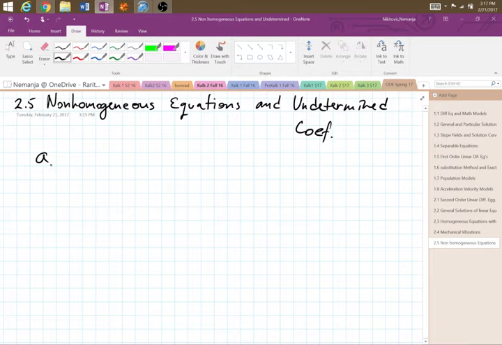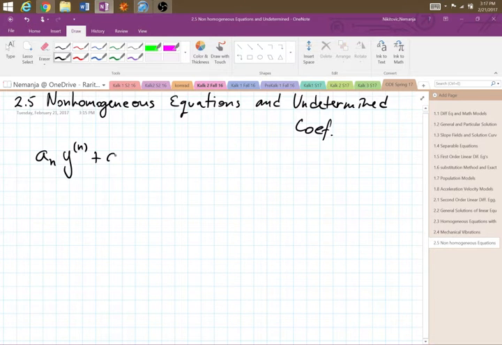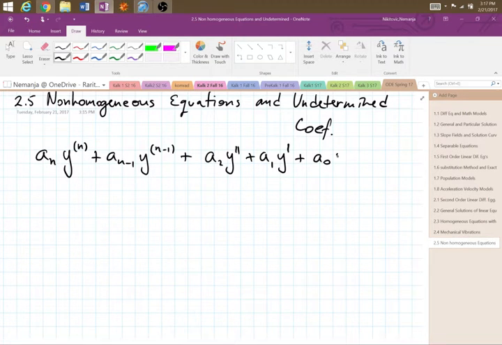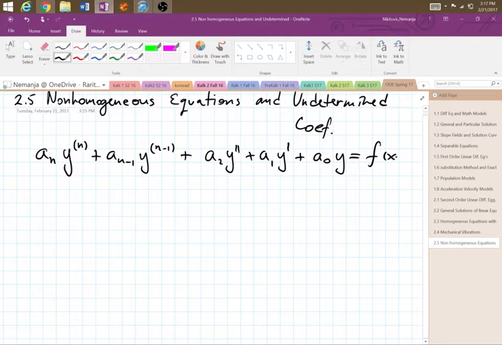So we might have some kind of a y to the (n) plus a(n-1) y to the (n-1), that's the derivative when you put it in parentheses, it's not an exponent, plus a2 y double prime plus a1 y prime plus a0 y equals f of x. So it has this forcing term here, which is what makes it non-homogeneous.